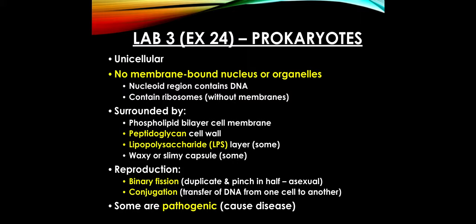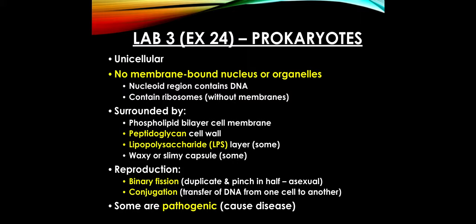They have what is called a cell wall, and it's made out of a protein complex called peptidoglycan. Some prokaryotes will have a lipopolysaccharide layer, also called an LPS layer. And then some will even have a slimy or waxy capsule coat that helps keep them stuck in place or stuck to a surface.